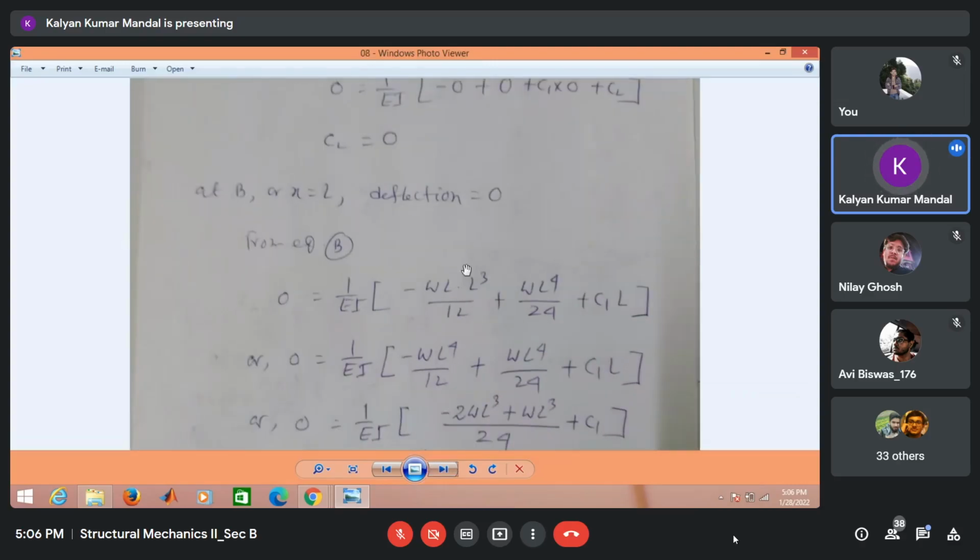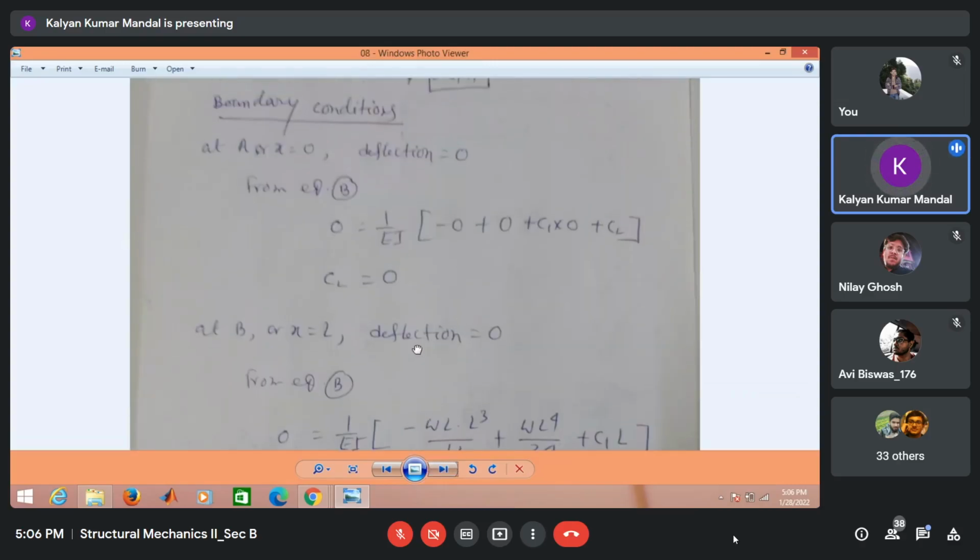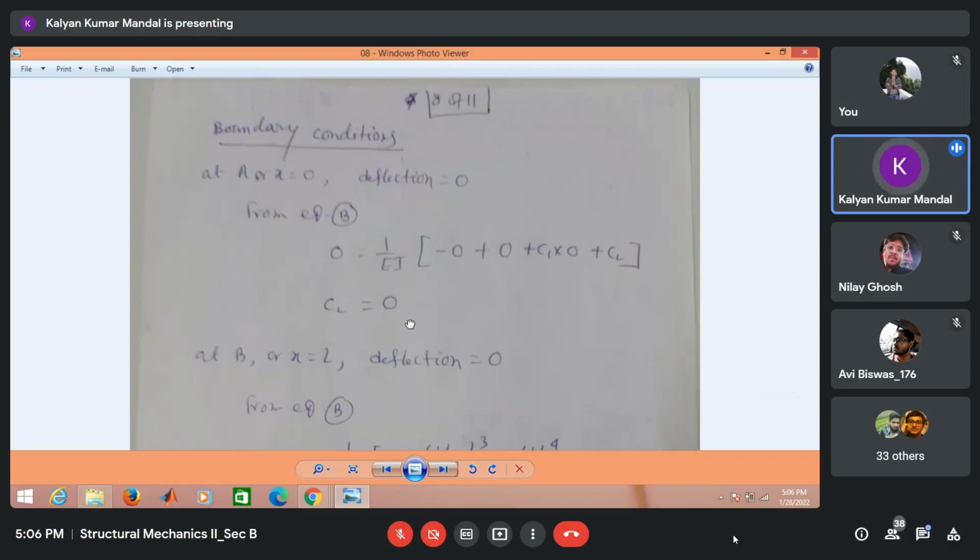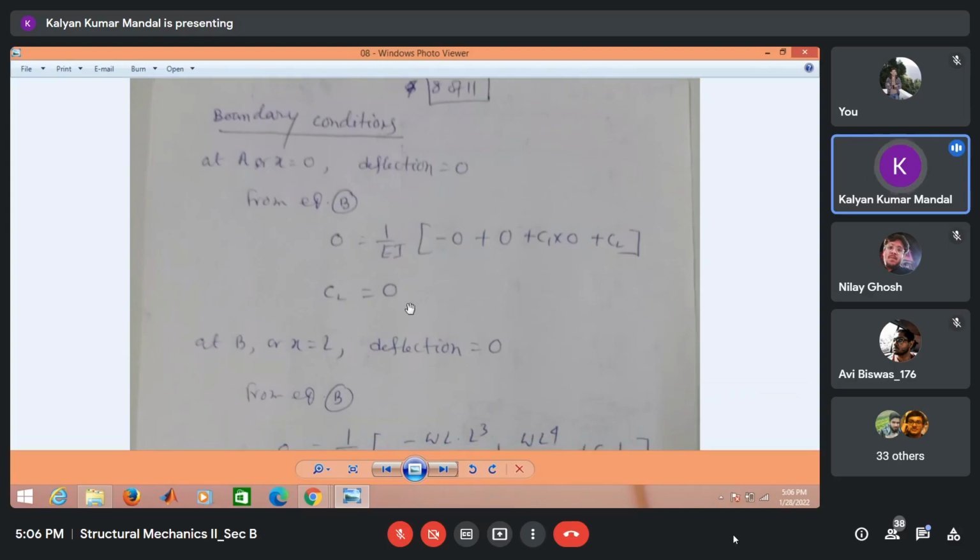Now, what do we have to do next? We have to find out the value of C1 and C2 from the boundary conditions. What are the boundary conditions here? At support A, we have a hinge point. That's why the deflection at point A, or deflection at the hinge point, is equal to 0. Or at A, at x is equal to 0, the deflection should be equal to 0.